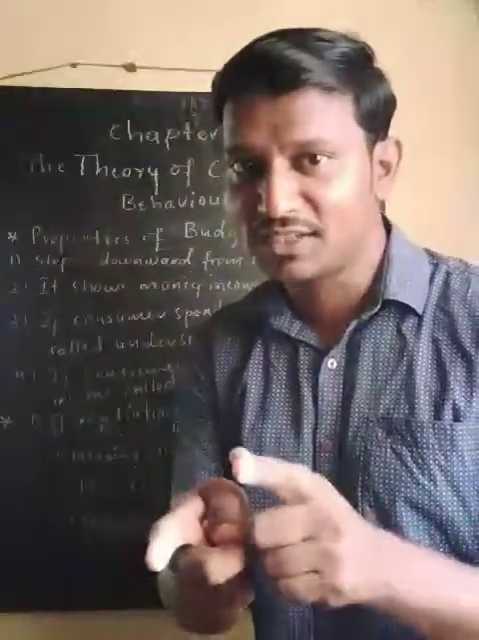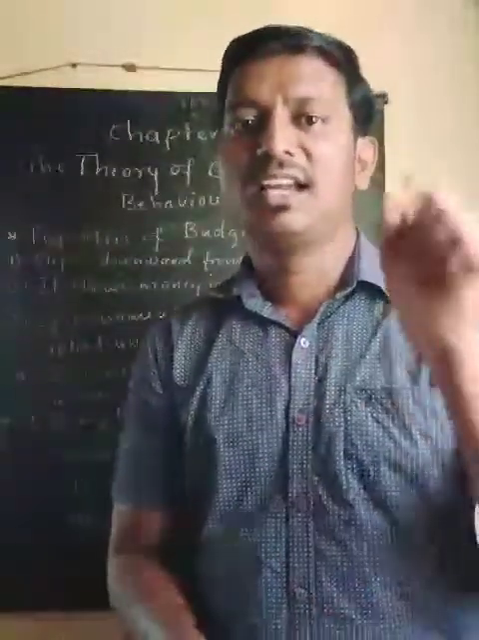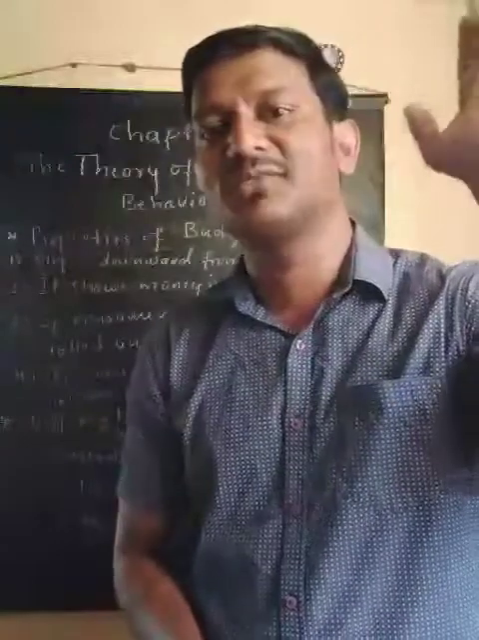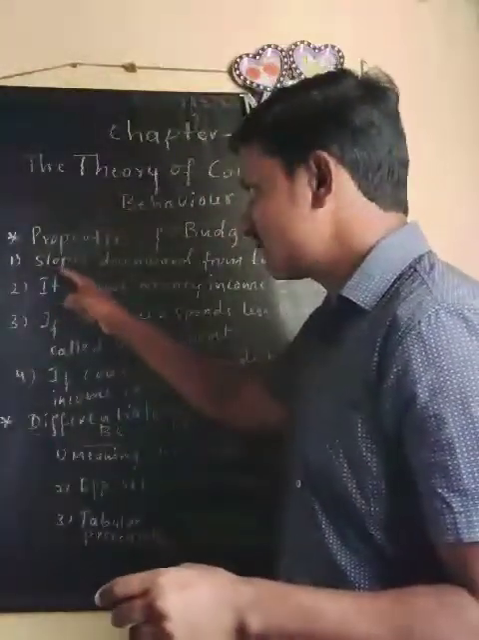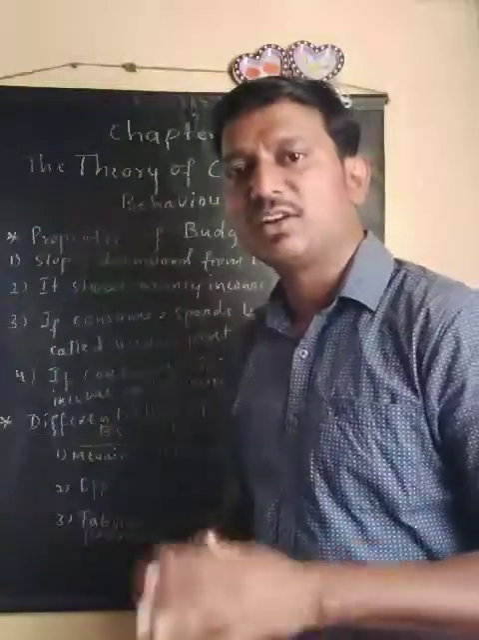There is an inverse relationship. Remember, wherever it may be, any such curves slope downward from left to right only. So this is the first characteristic, or property, of a budget line.